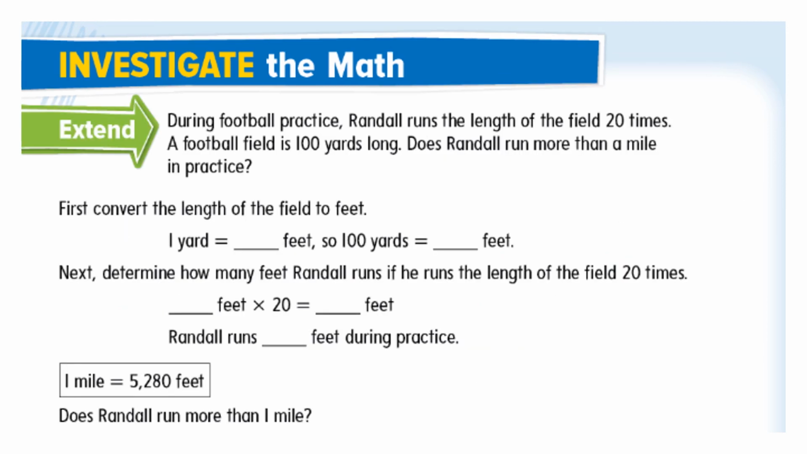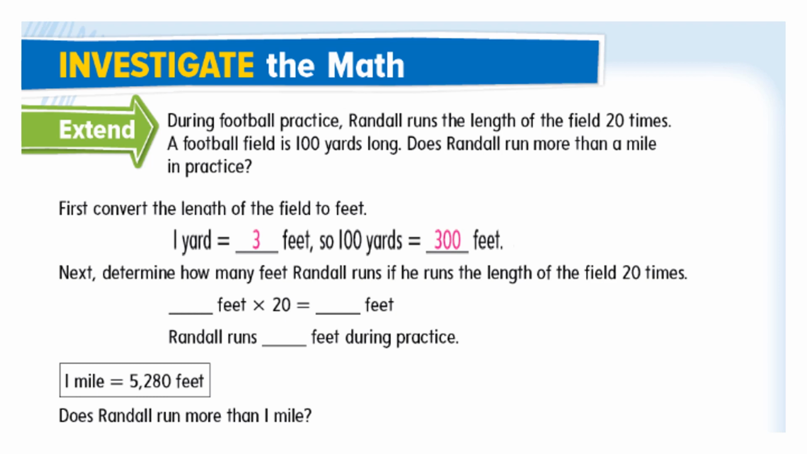Let's look at this example. During football practice, Randall runs the length of the field 20 times. A football field is 100 yards. Does Randall run more than a mile in practice? Well, first of all, we've got a lot of converting to do. The first conversion is how many feet are in a yard. And if he did 100 yards, there's 3 feet in the yard, so 3 times 100 would be 300 feet.